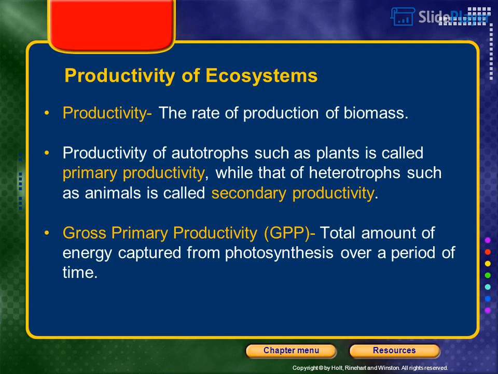Productivity of ecosystems. Productivity: the rate of production of biomass. Productivity of autotrophs such as plants is called primary productivity, while that of heterotrophs such as animals is called secondary productivity. Gross primary productivity, GPP: the total amount of energy captured from photosynthesis over a period of time.